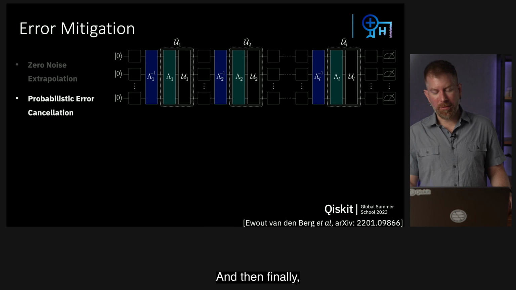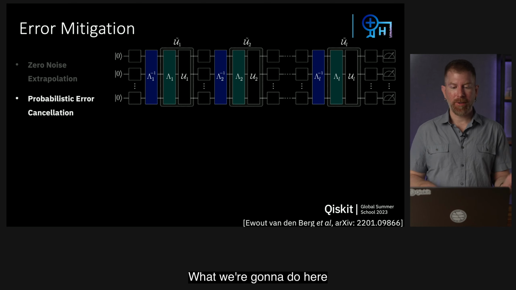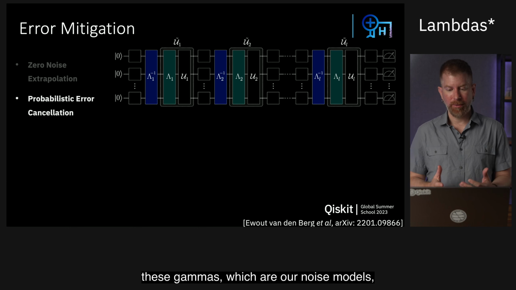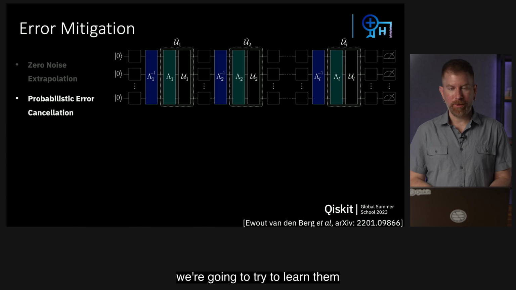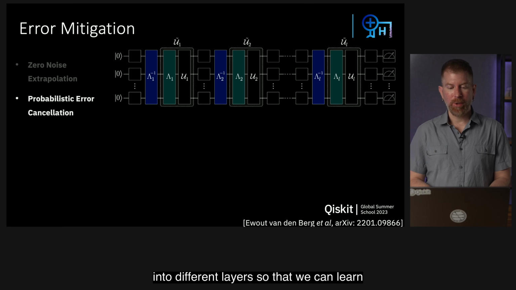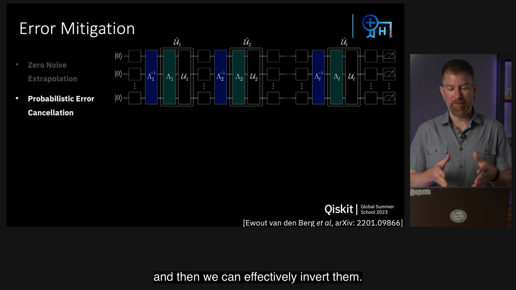And then finally, probabilistic error cancellation seeks to do something a little different. What we're going to do here is try to learn the noise, these gammas, which are our noise models. We're going to try to learn them by doing Pauli twirling over the circuit into different layers so that we can learn what the noise channels are, and then we can effectively invert them.